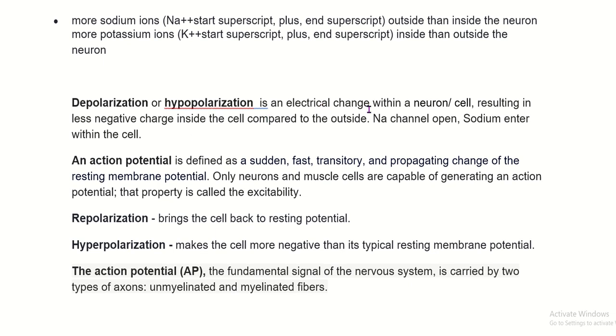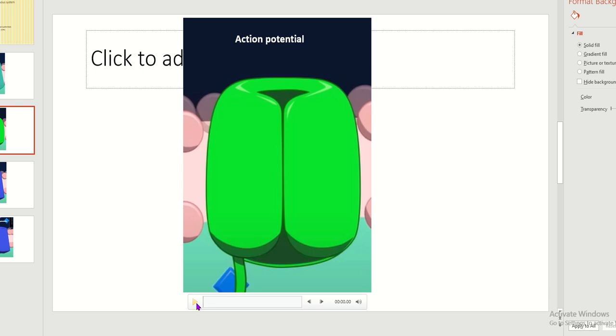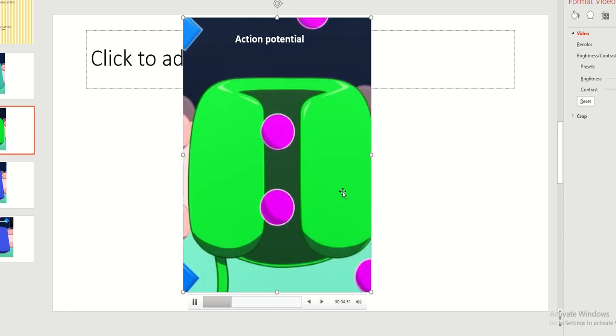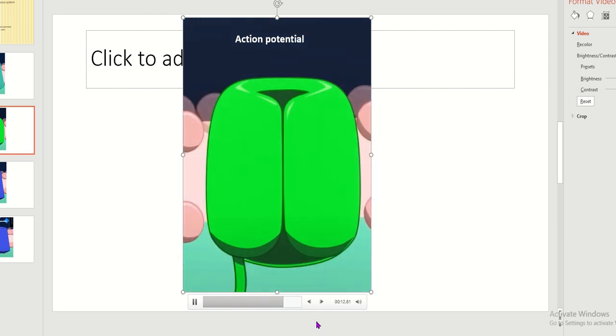Depolarization is the electrical change within a neuron resulting in less negative charge inside the cell compared to outside. Here the sodium channel opens and sodium starts to enter the cell, so the negativity within the cell starts to decrease. This is the sodium channel. It is open, so sodium enters the cell from outside, and within the cell positivity is increased.